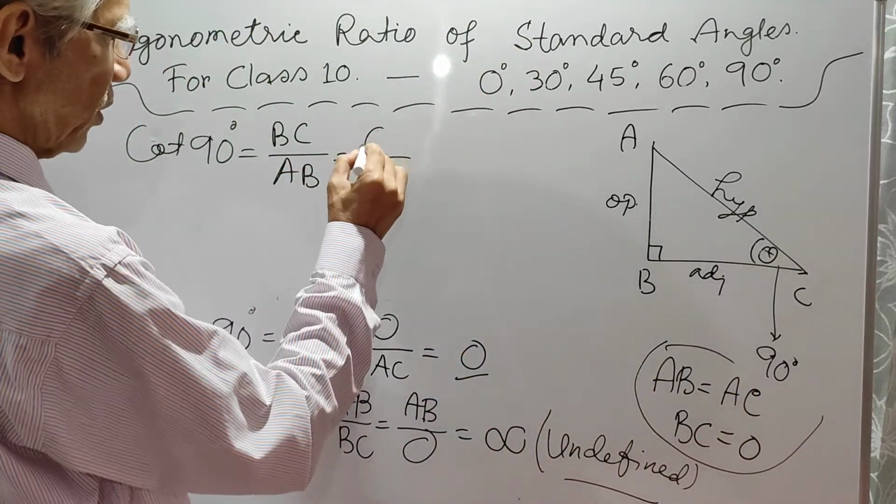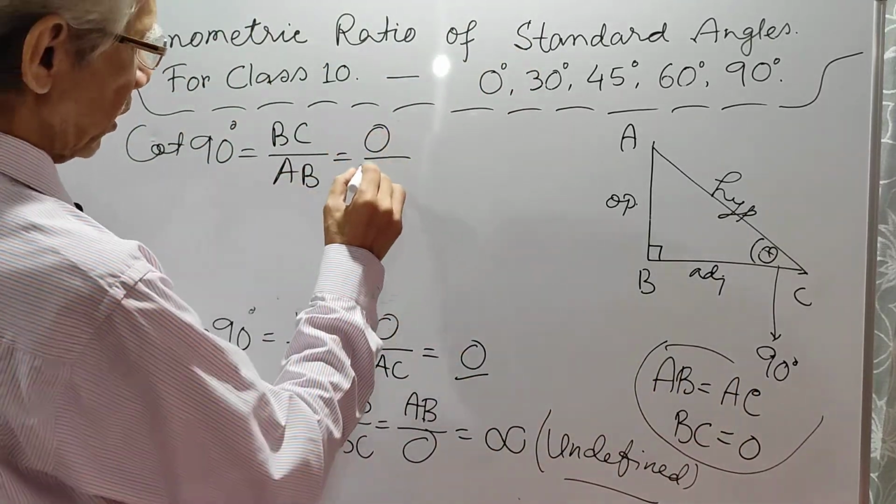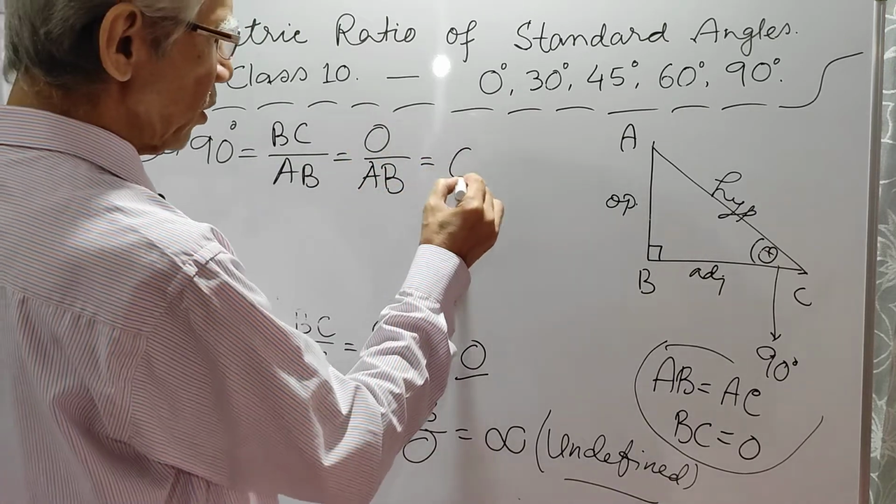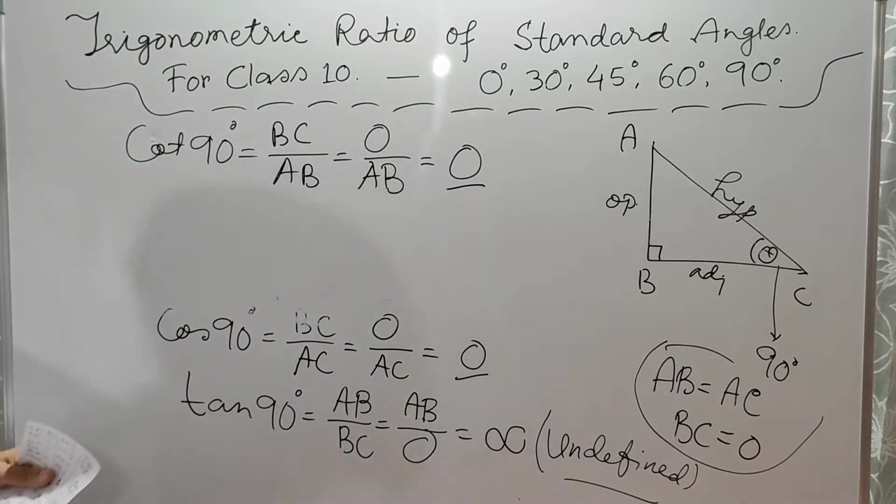BC is 0. And what is AB? AB is AB. Now 0 divided by anything is 0. Alright. So cot 90 is 0.